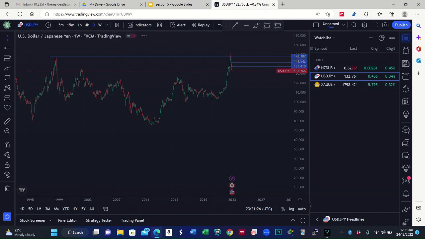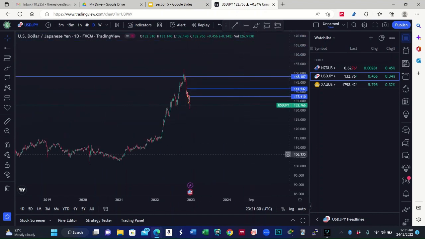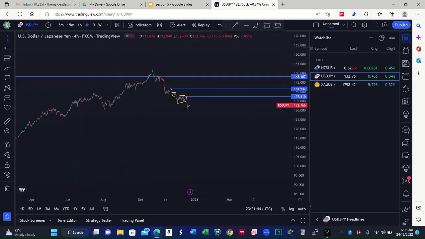So let's go to the daily time frame. In the daily time frame, we can see clearly that price is already in a bearish movement. It is already trending downward. So what we want to do is we want to catch the downward movement and make our own pips. So let's go to the next time frame, which is the 4 hour time frame.